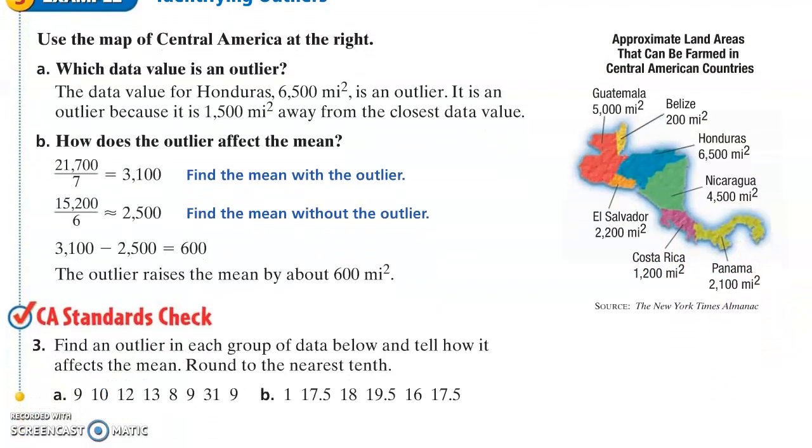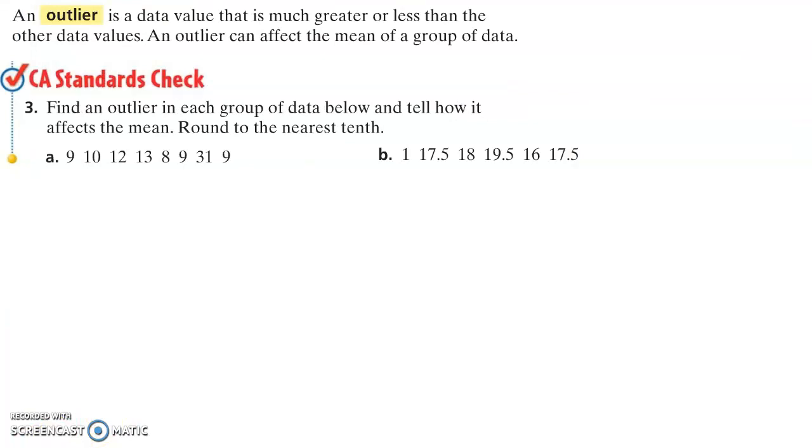All right, so how would it affect the mean? Well, if you take the number out, it does change the value by a decent amount. So on your homework, I'm going to be asking you to find the outlier. I'm not going to ask you to find the mean. Just kind of understand that if you take the outlier out, it does mean something.